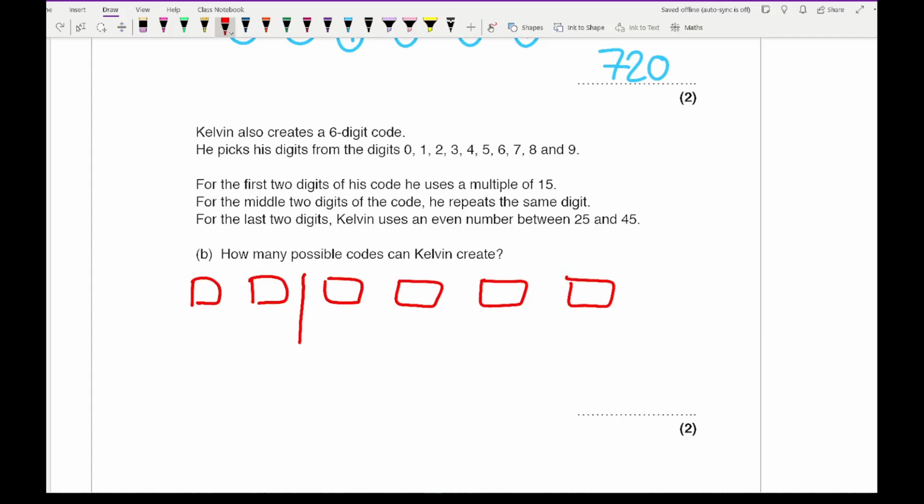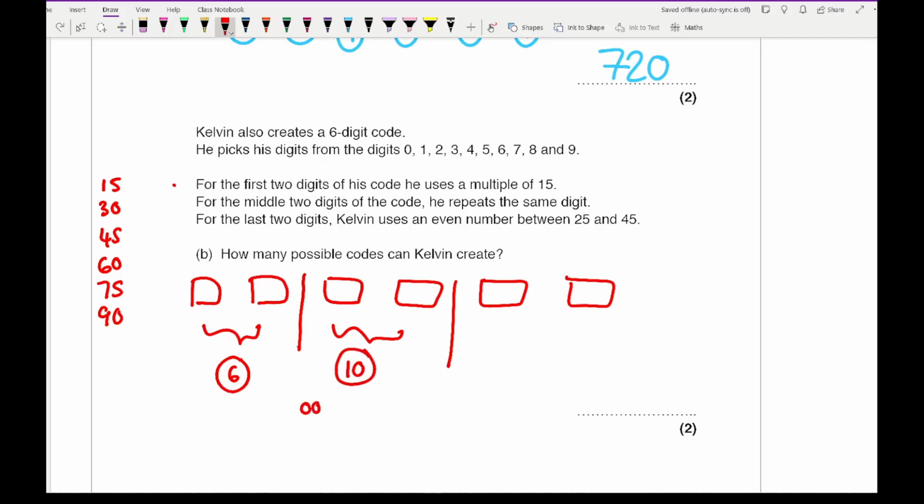So looking at the first 2, well, as it's a multiple of 15, then we're looking at 15. Now it has to be 2 digits, so we're looking at 15, 30, 45, 60, 75, and 90. So there are 6 different combinations that could be. It says for the middle 2 digits, he repeats the same digit. So it's either going to be 0, 0, 1, 1, 2, 2, 3, 3, 4, 4, 5, 5, etc. So for that, there are going to be 10 different combinations.